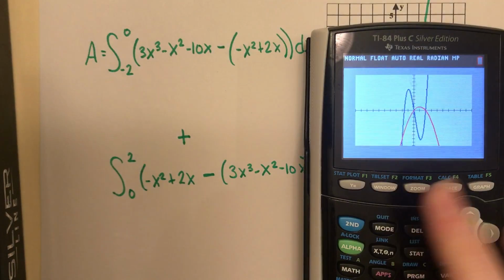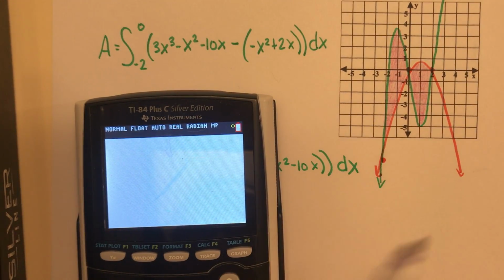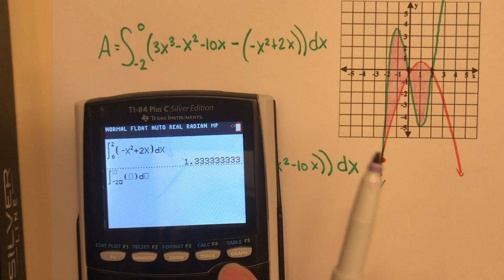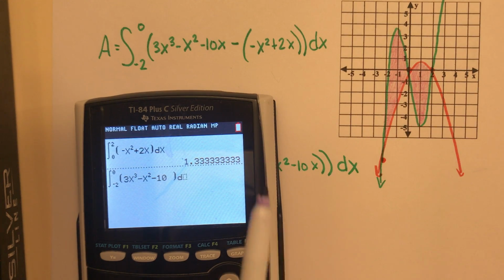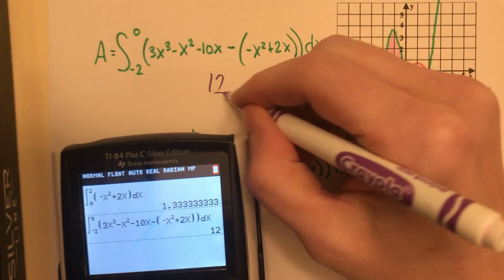Okay, so I'm going to go to my main screen here, and I'm going to type in this first integral. So I'm going to go to Math, Integral, -2 to 0. I'm going to type this in, 3x to the third minus x squared minus 10x minus -x squared plus 2x. And that gives me 12. Nice and simple.